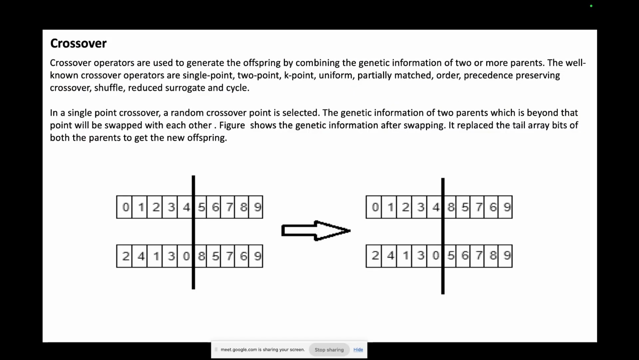Now let's come to crossover. What is crossover? In biological terms, crossover occurs during meiosis, when two chromatids, sorry, not chromosomes, two chromatids, one from the father and one from the mother, get crossed over.